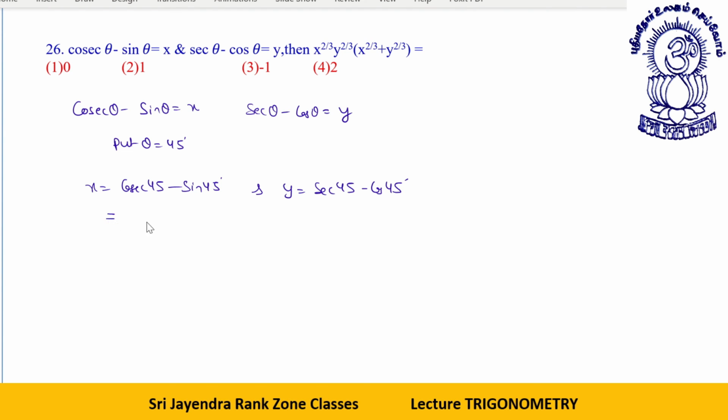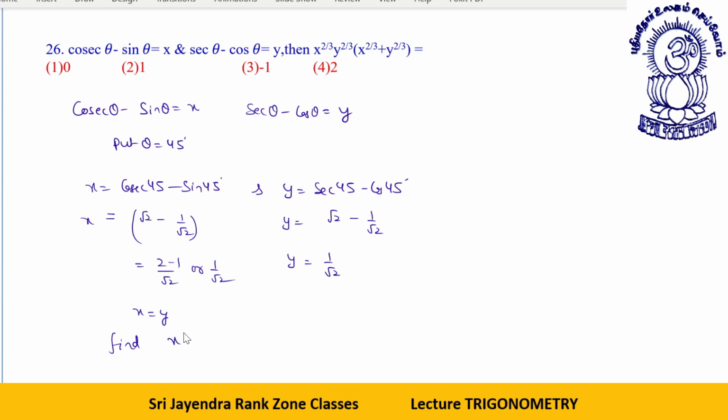Cosec 45 is root 2, sin 45 is 1 by root 2. Similarly, y is also root 2 minus 1 by root 2. This gives you nothing but 2 minus 1 by root 2, or 1 by root 2. y is also 1 by root 2. Now we have got x is equal to y.